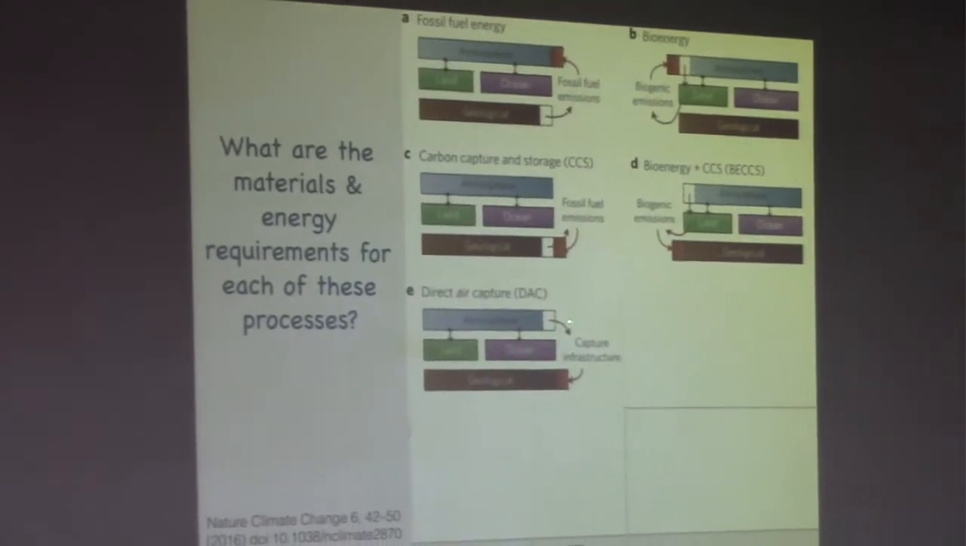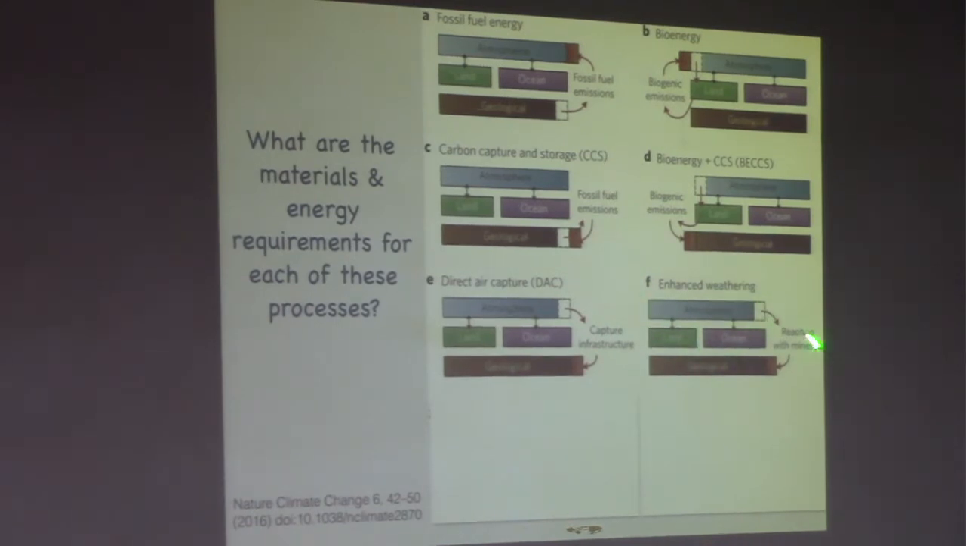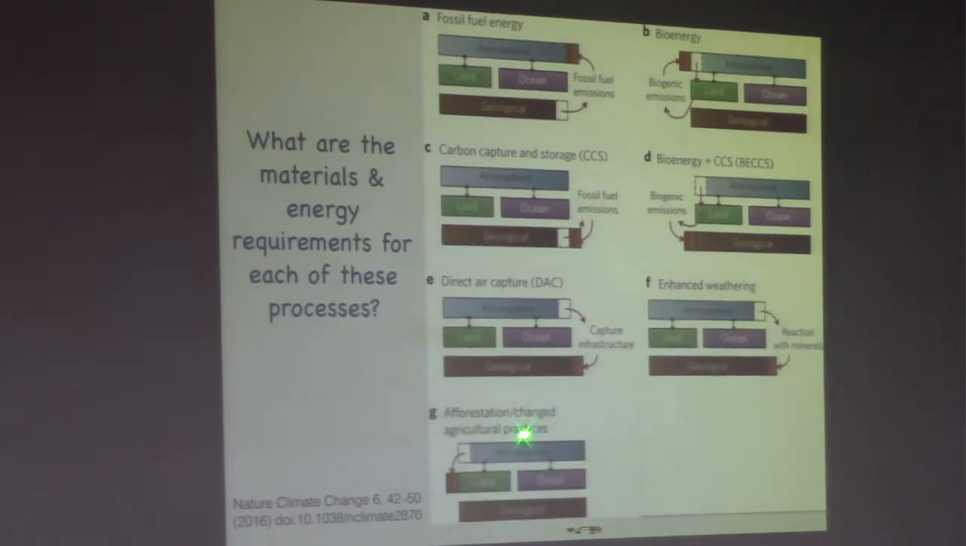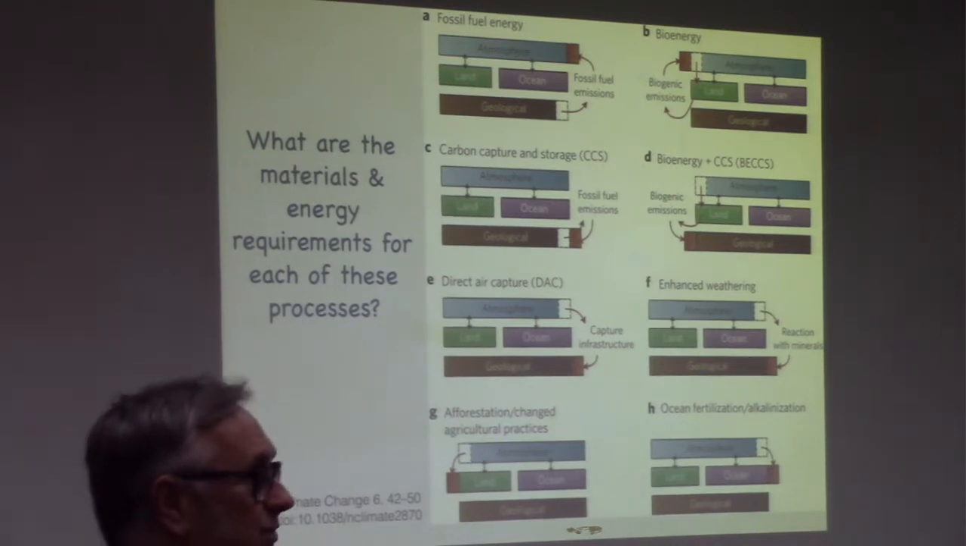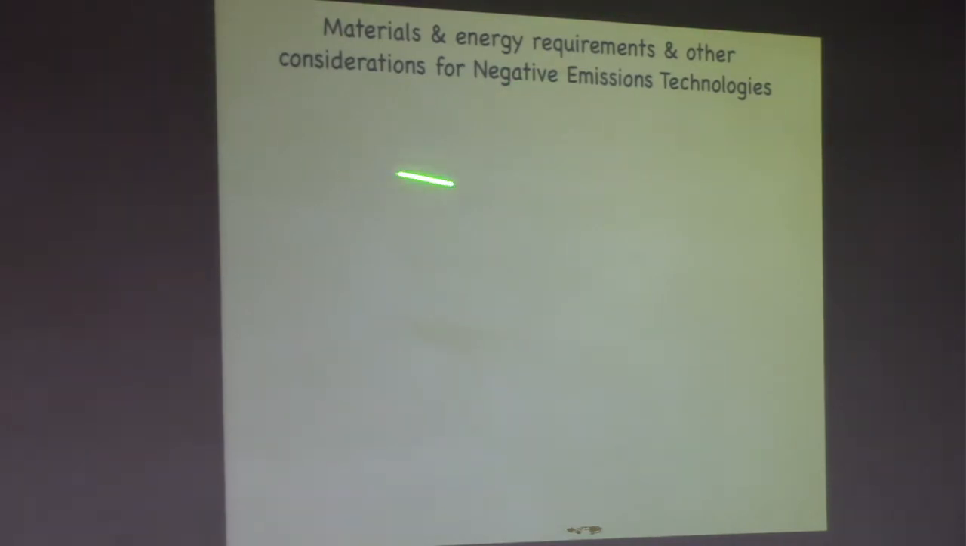Direct air capture, just take it out of the air and put it underground. Enhanced weathering, take it out of the air, put it underground. Afforestation, take it out of the atmosphere, put it in the land. Ocean fertilization, take it from the atmosphere and put it into the ocean. So these are the ways to sort of visualize how these work in terms of these models or bathtubs for carbon. And so now we have to look at all the requirements necessary to accomplish this.